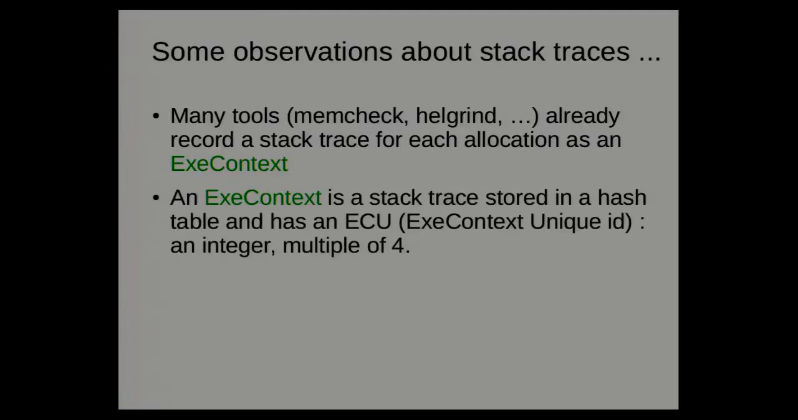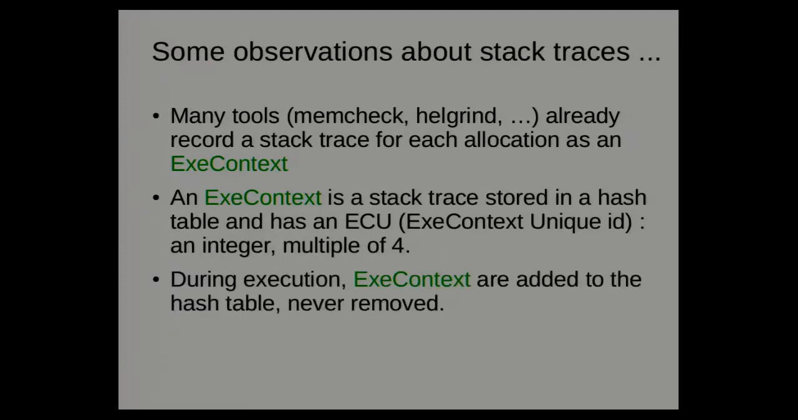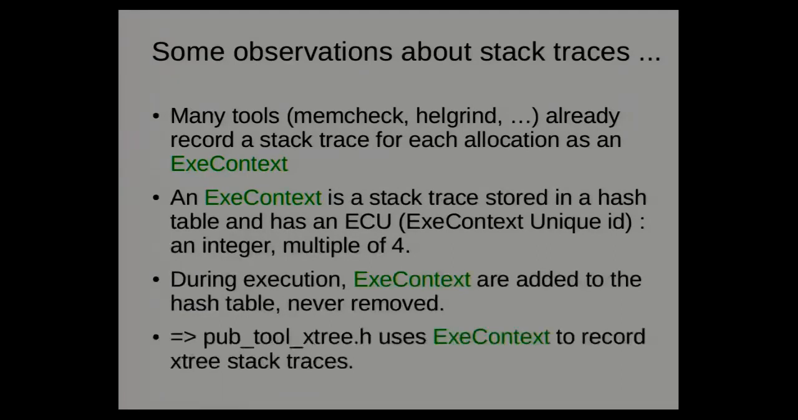The first observation is that many tools, namely memcheck and green, already record a stack trace for each allocation. And this stack trace is recorded as an exe context. An exe context is a stack trace, but it is stored in a hash table, and it has an EQ, an exe context unique ID, which is an integer multiple of 4. Once we create an exe context, it is stored in a dictionary of exe contexts, this hash table, and never disappears. During the run, we always add exe contexts to the dictionary, we never remove them.